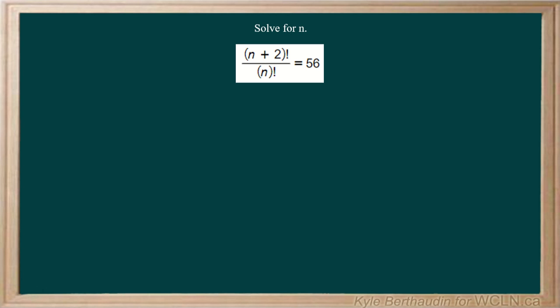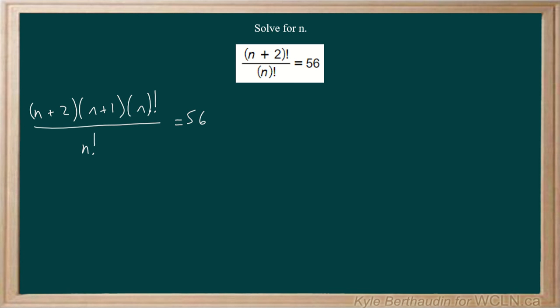We have n plus 2 factorial divided by n factorial. I'm going to add a couple more terms to the n plus 2 factorial so that it becomes n plus 2 times n plus 1 times n factorial. And all of that is divided by n factorial. And it's equal to 56.